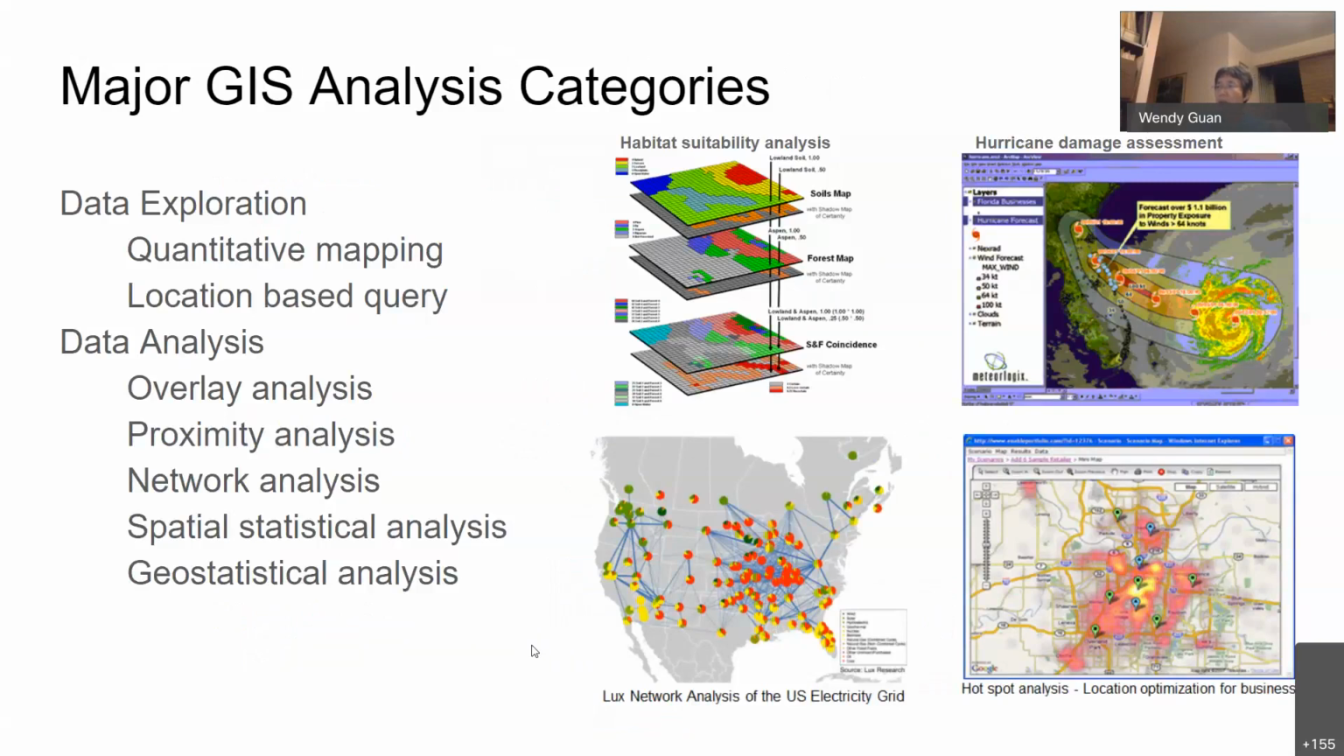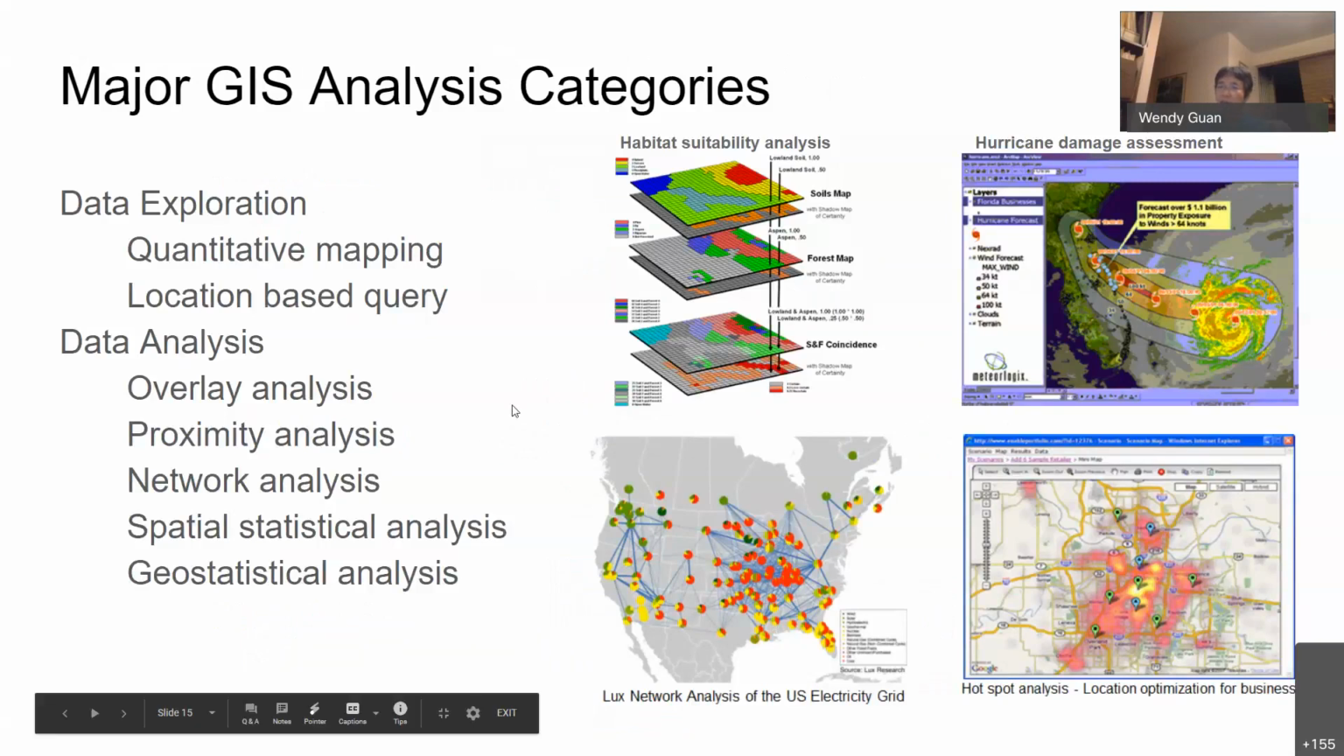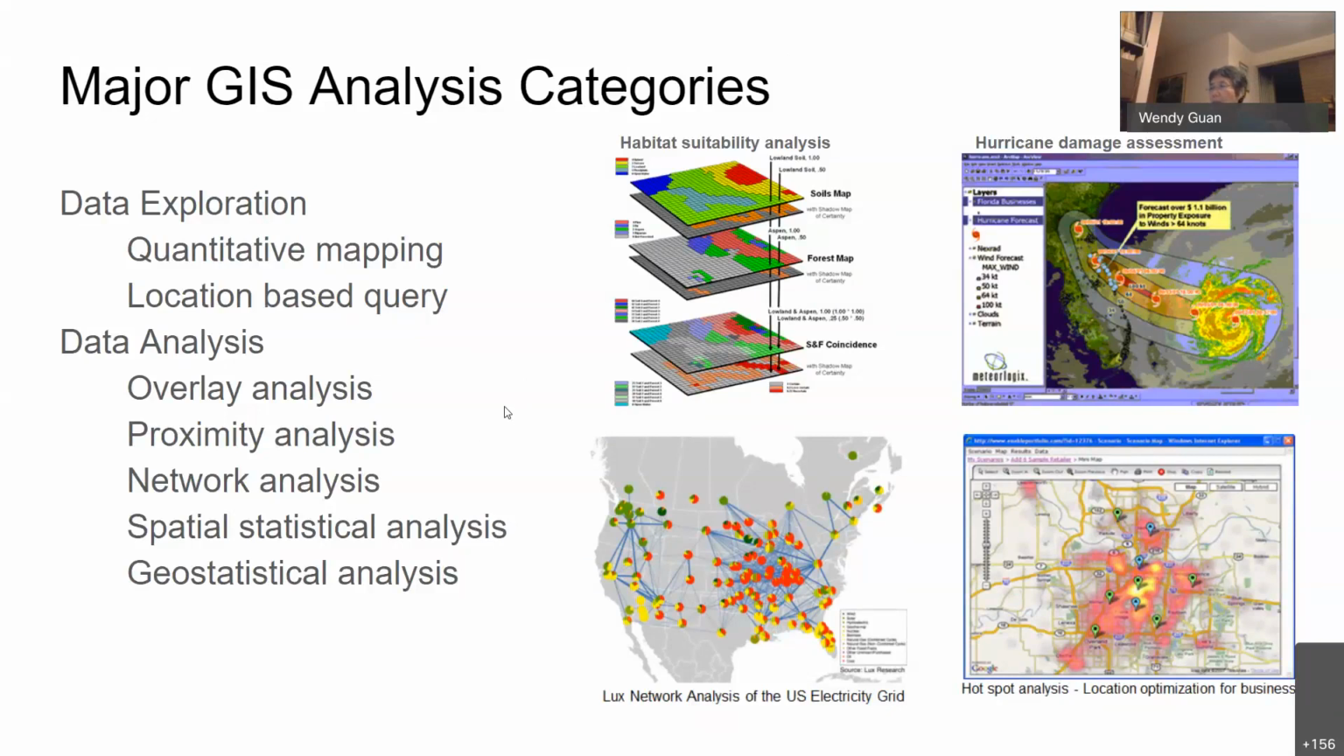Now, quickly moving on to GIS analysis. If we organize the different analytical approaches into categories, the first big category is exploration. You just want to look at the data. And then second, you want to do manipulation to the data and generate new data, right? For the exploration piece, quantitative mapping is very fundamental. And then location-based query is another that you can do.